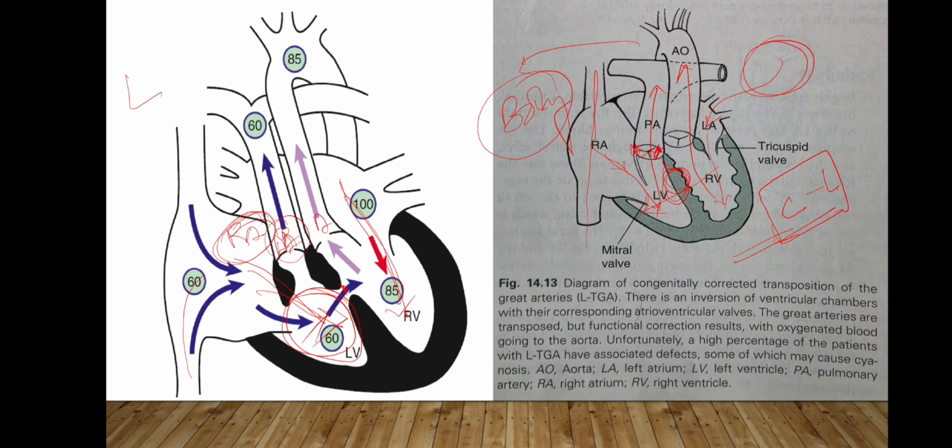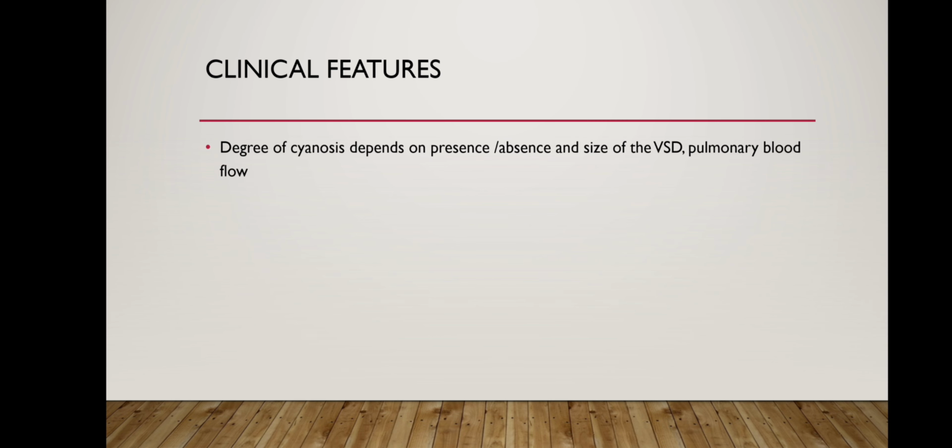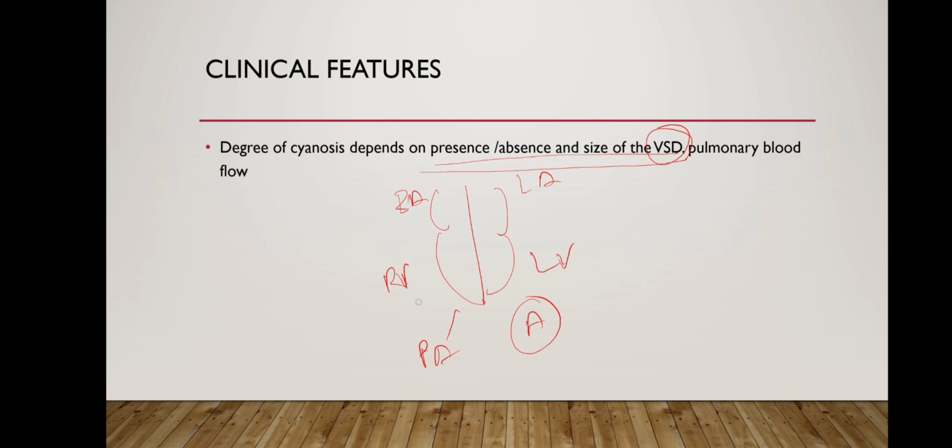But in DTGA, there is a high chance of cyanosis since birth, and the cyanosis mainly depends on two things: the presence or absence and the size of the VSD. So in a normal heart, there is the right atrium, right ventricle, pulmonary artery, left atrium, left ventricle, and aorta. So oxygenated blood enters the lung, and after oxygenation in the lung, the oxygenated blood enters the left ventricle from the left atrium, and from the left ventricle to the aorta.